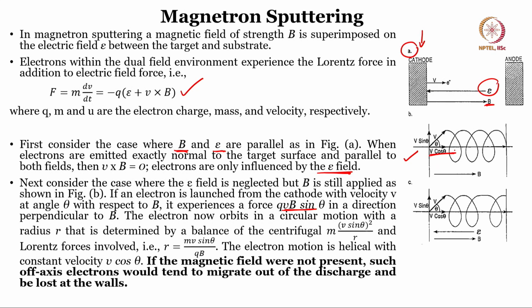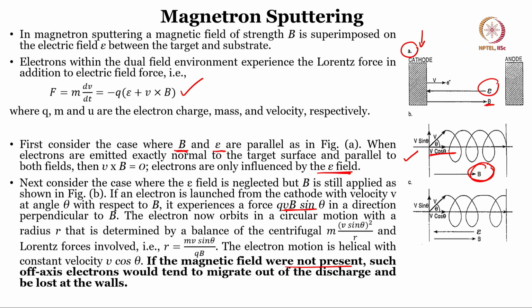But this is not really what happens if there is no magnetic field, right? If the magnetic field were not present, such off axis electrons would tend to migrate out of the discharge and be lost at the walls. So, the effect of the magnetic field is shown when we are using a magnetic field without the presence of an electric field.